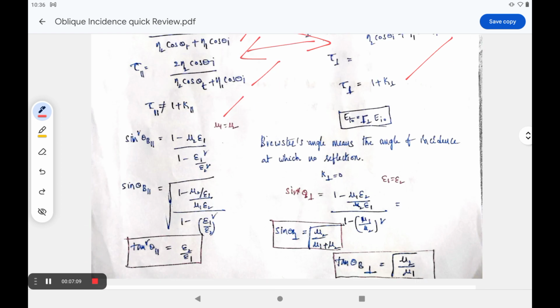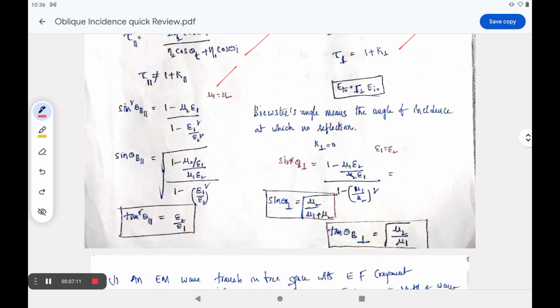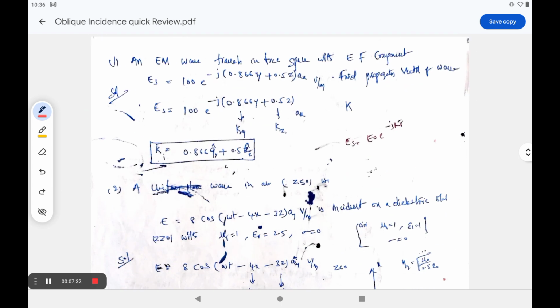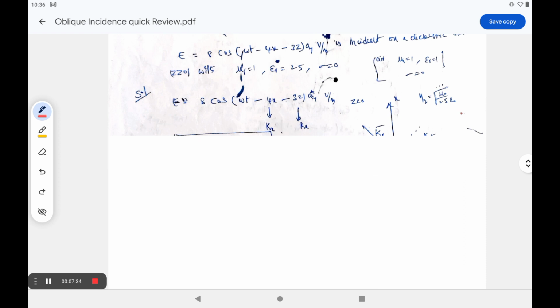So Brewster angle. What is meant by Brewster angle? Brewster angle means the angle of incidence at which there is no reflection. That is, when we make a wave incident on a surface, the angle at which there is no reflection is generally called the Brewster angle. These are the formulas for Brewster angle in different formats. Next, these are the formulas related to oblique incidence.